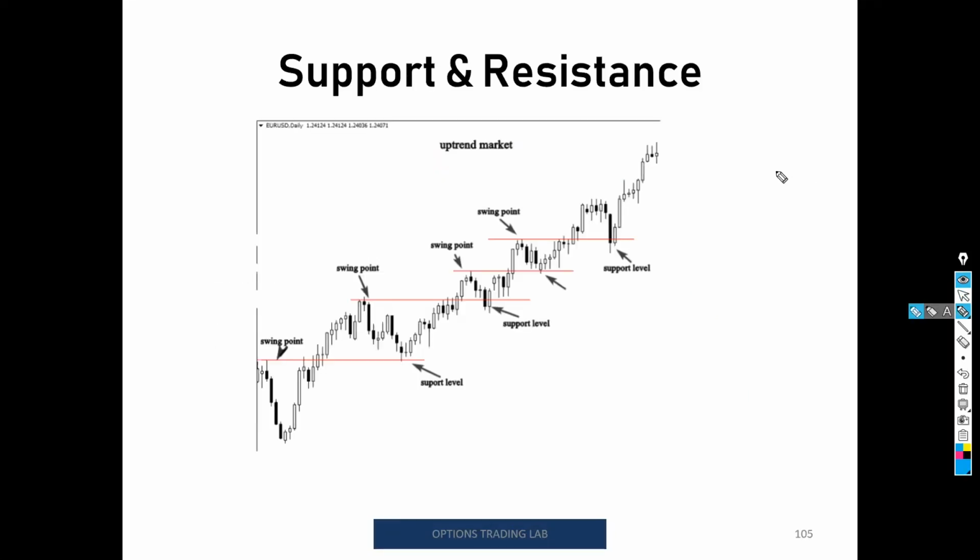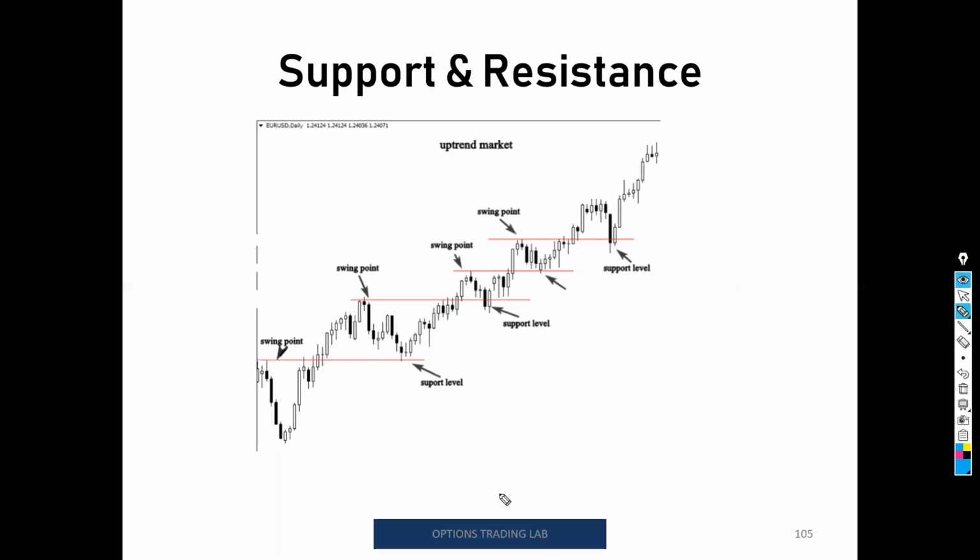Next, we move on to support and resistance. What is support and resistance? Support is a price level where the buying is strong enough to reverse a downtrend. The market is going on a downtrend and reaches a support. This support can push the market higher if more buyers step in.